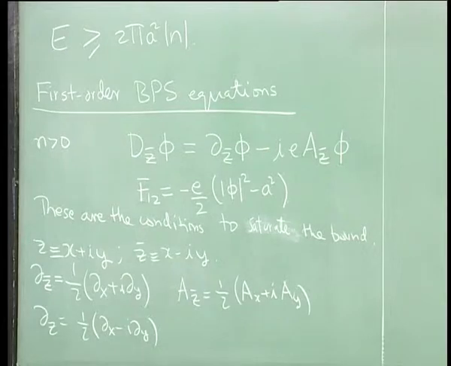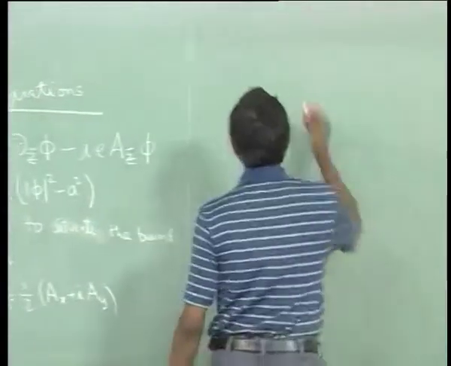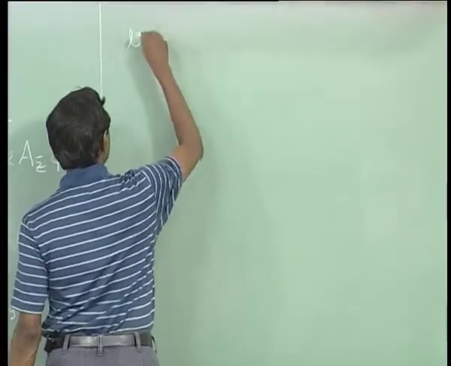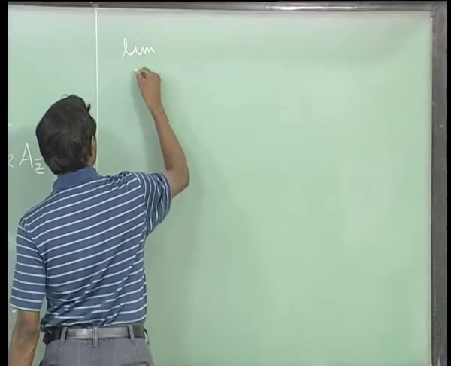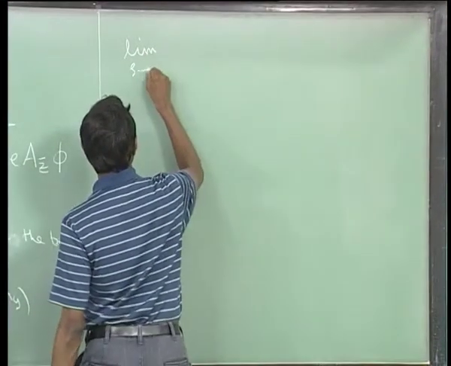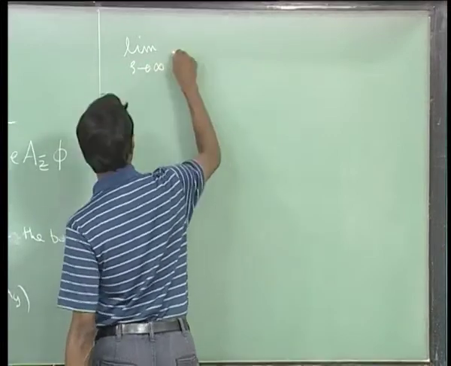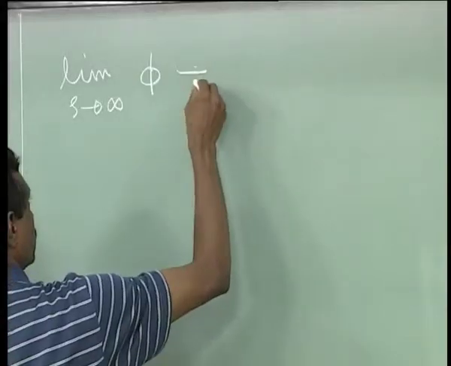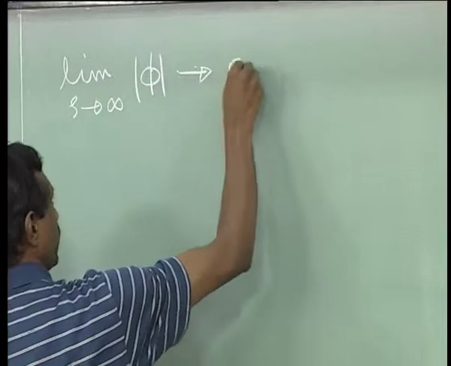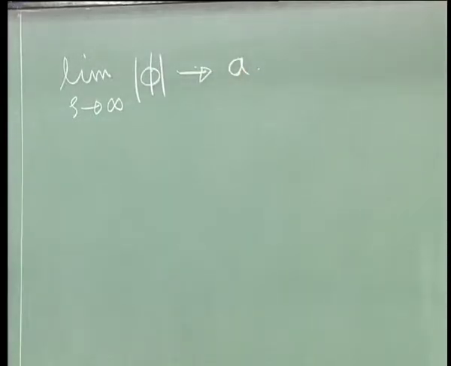Okay. So, we need to solve these equations, and what are the boundary conditions, of course. So, let us define the limit as rho tends to infinity of mod phi should go to its vev, so that okay, it does not fix this thing, and yeah. So, this is what we need to do.